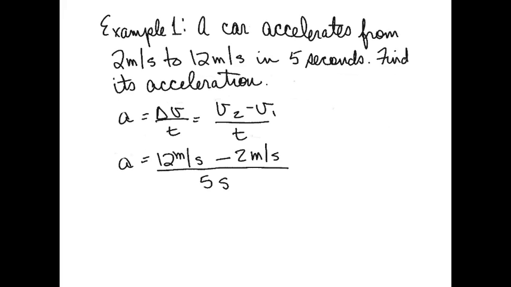Plugging the numbers in, I get the acceleration is 12 meters per second minus 2 meters per second divided by 5 seconds. Doing a little bit of arithmetic gives me 10 meters per second divided by 5 seconds. And we get a final answer of 2 meters per second squared. Notice that meters per second divided by a second gives us the per second squared in the acceleration.